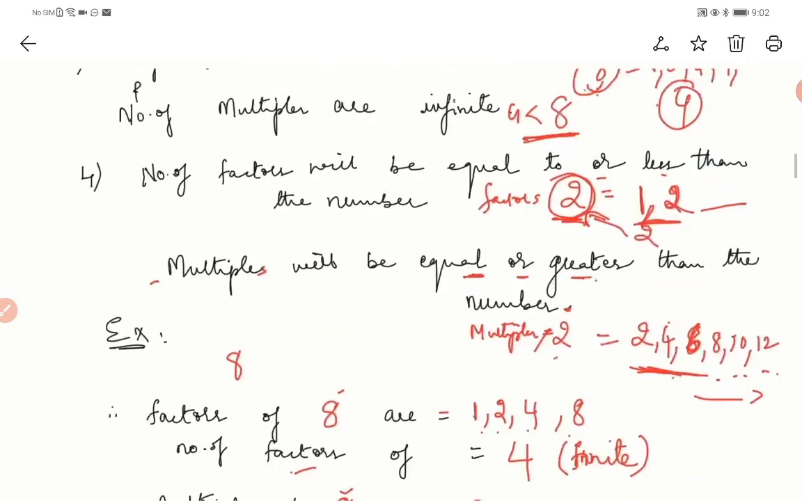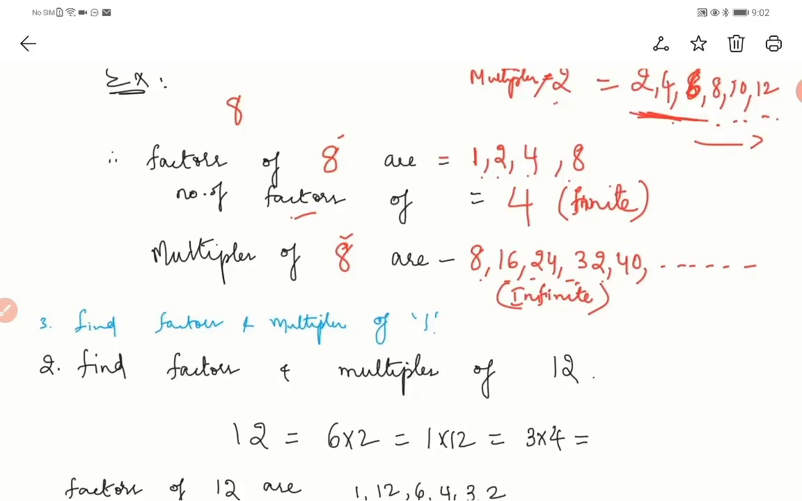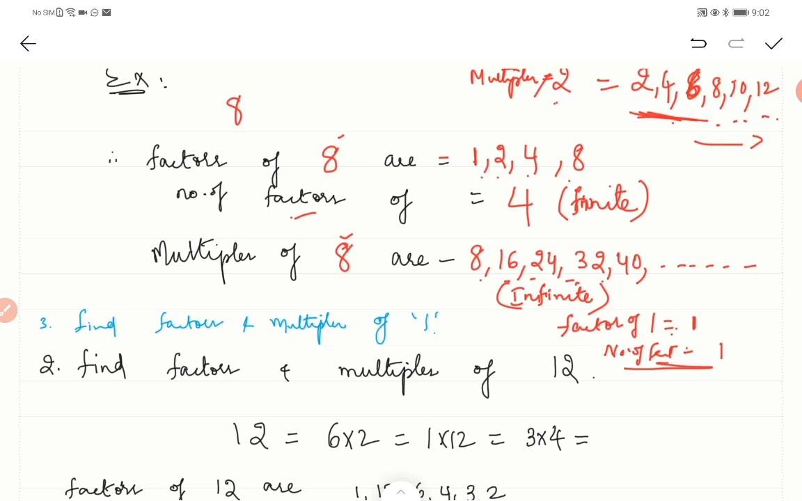Okay, let's see the multiples and factors of 1. Tell me, what are the factors of 1? Factors of 1 are 1 by itself, okay, and nothing else, isn't it? So the number of factors of 1 is how much? 1. Okay, so the number of factors is equal to 1 in case of number 1.